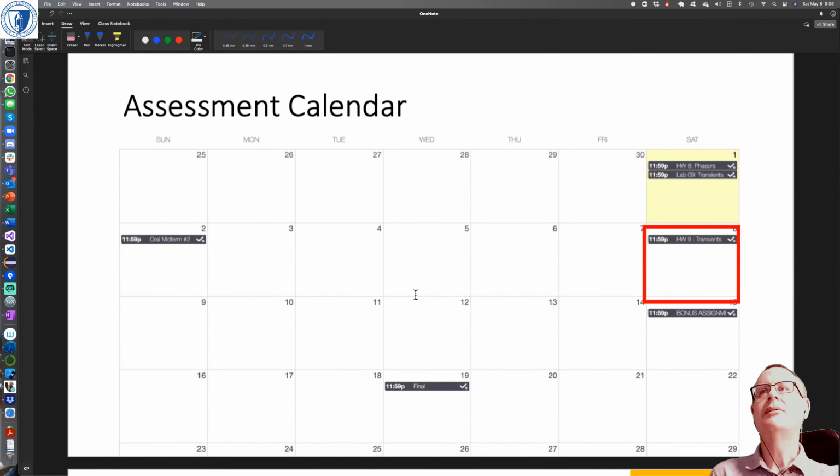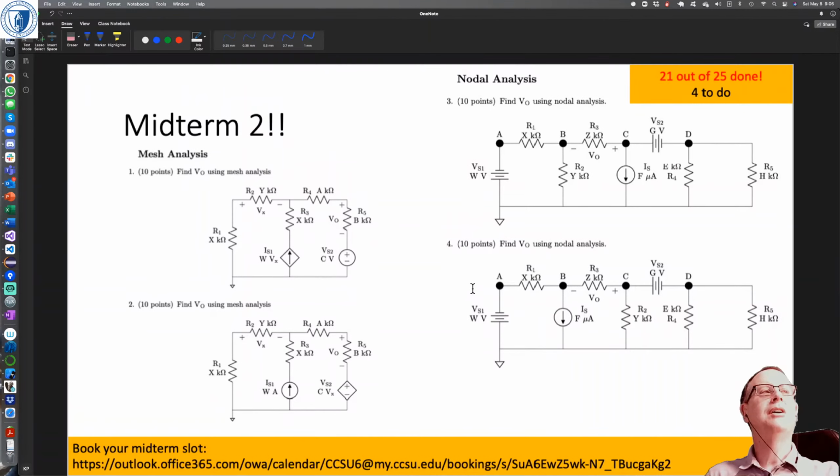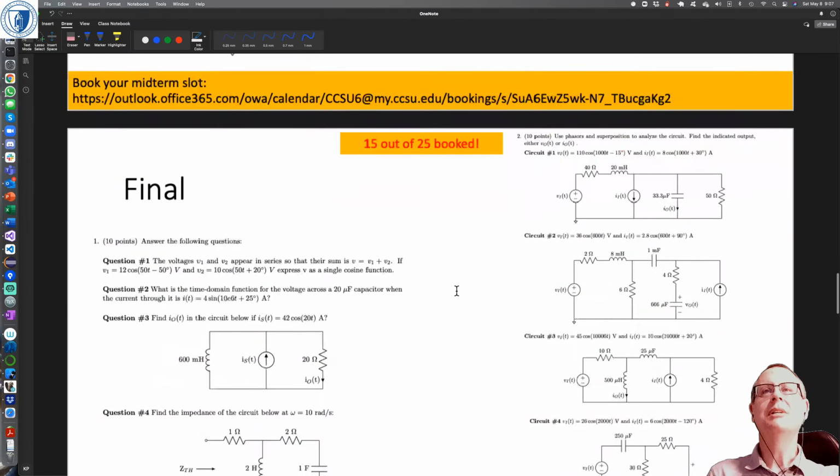And yeah, that's pretty much it. So I started the midterm 2s a little late. But we have 21 out of 25 done. I think I've got another 4 to do. So I think everybody is booked at this stage. And we'll see how we go.